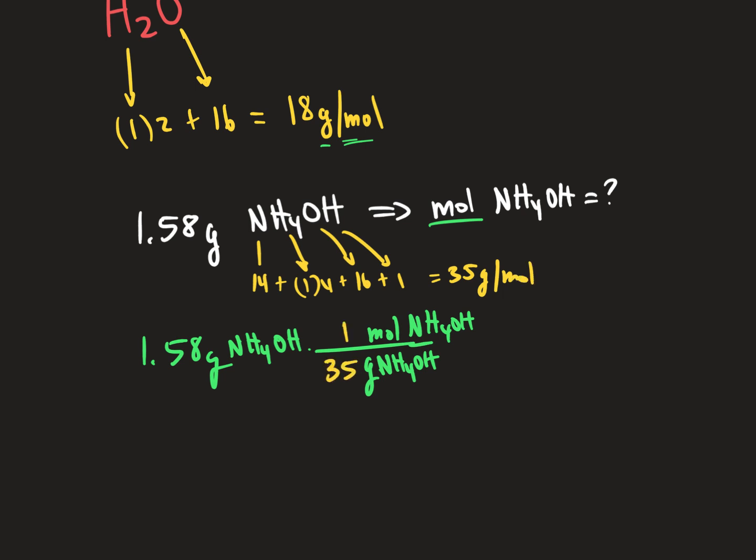So the 35 goes down on bottom. 1 goes on top. Do you see that? So that goes away. We're left with moles. That's what we're looking for. We got it. 1.58 divided by 35 point whatever is 0.045.